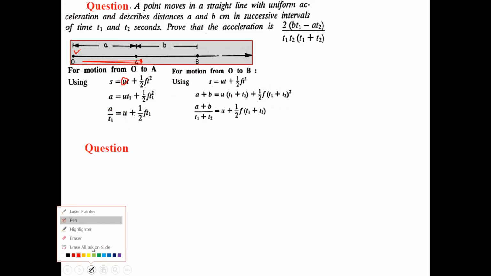Now from motion O to B, we can't take motion from A to B, because at A we don't know the initial velocity, but we know the initial velocity at O, as I have already supposed it as u. So if you take the motion from A to B, then you have to take another u, and that will not be easy to eliminate.